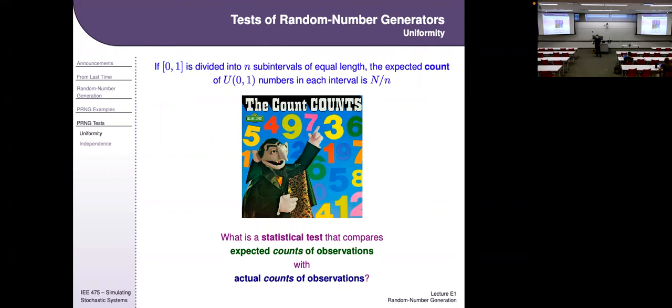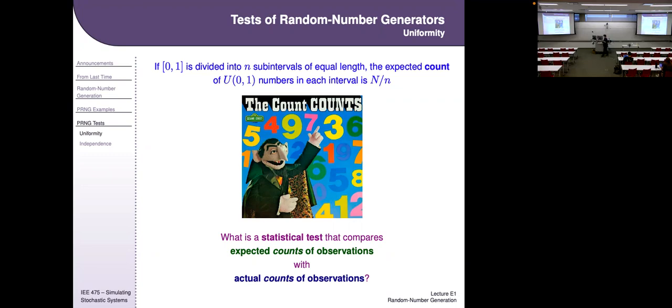And the number that lands in each of the little intervals should be approximately n divided by n. So I need a statistical test that acts on counts data, that compares expected counts to actual counts. Do you know from 380 what is a statistical test that is used for count data?